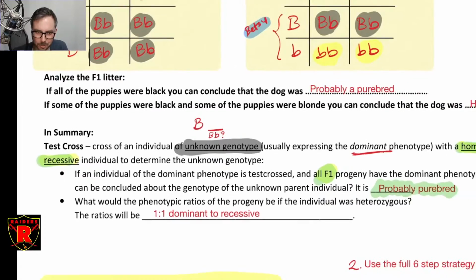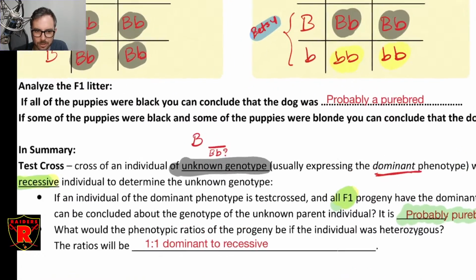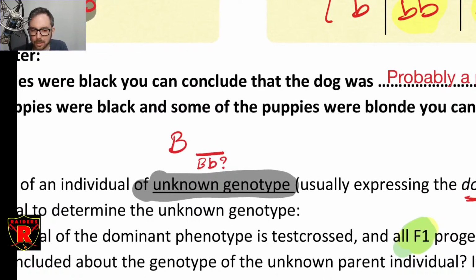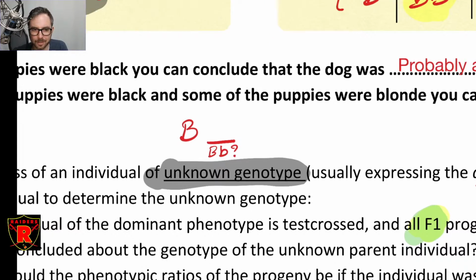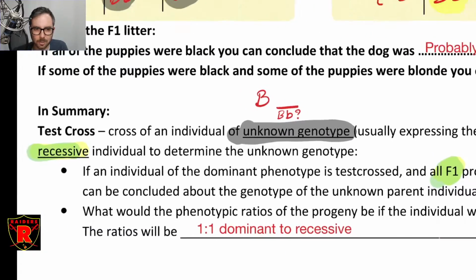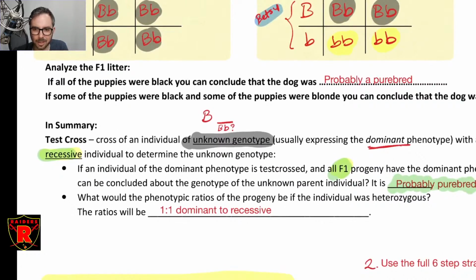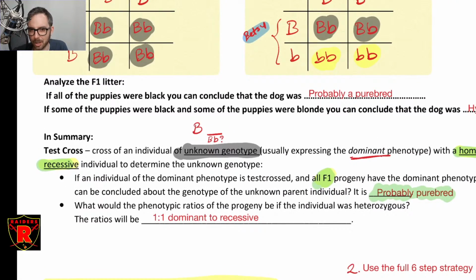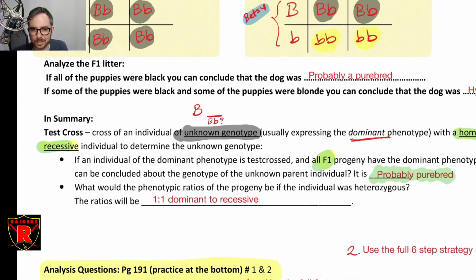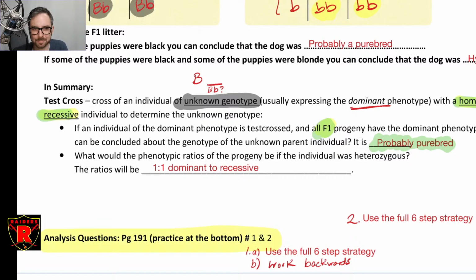Okay, so again in summary, a test cross is where you cross an individual of an unknown genotype. You don't know if it's a purebred, but it's showing the dominant. You want to know if you can breed it, so you cross it with a recessive individual, one that shows both recessive traits, and then you look at the offspring of that mating, and you can use that to determine whether or not it is in fact homozygous dominant.